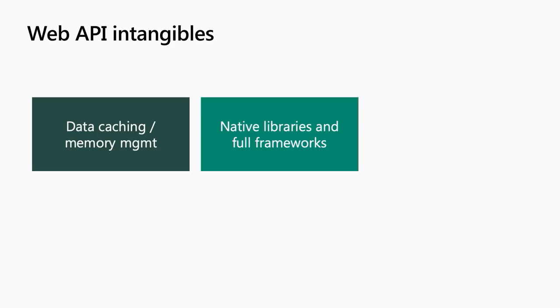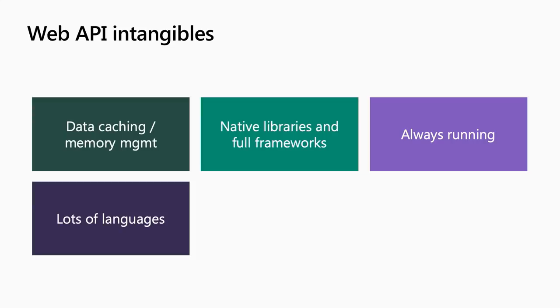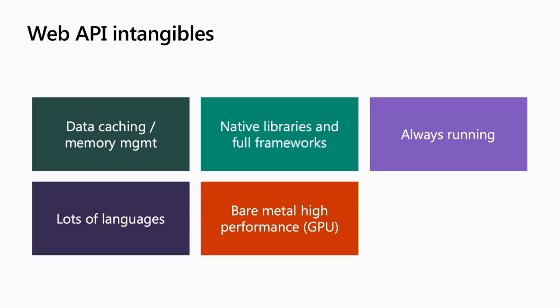You could use native libraries and full frameworks if you want. If you needed a C library in there or something like that, you could go this way. Always running. If you choose to do it, you don't have to worry about cold startup or anything like that. Lots of languages available. Pretty much whatever you want to write it in, Go, Python, support it. You're writing it yourself. You could get bare metal performance here.